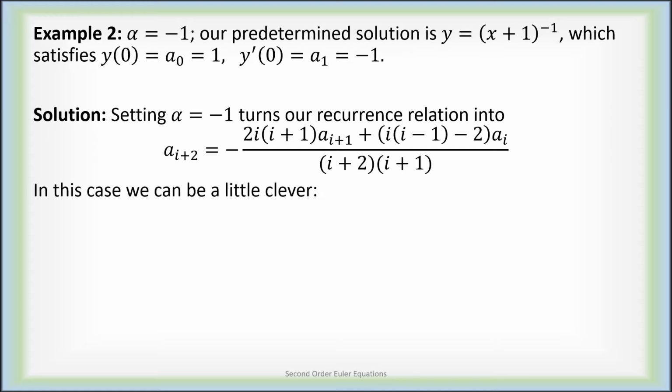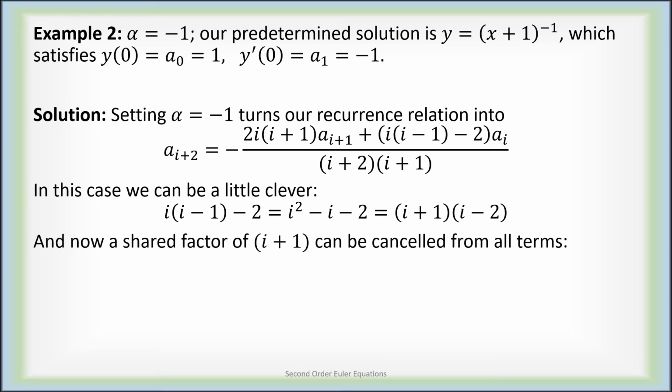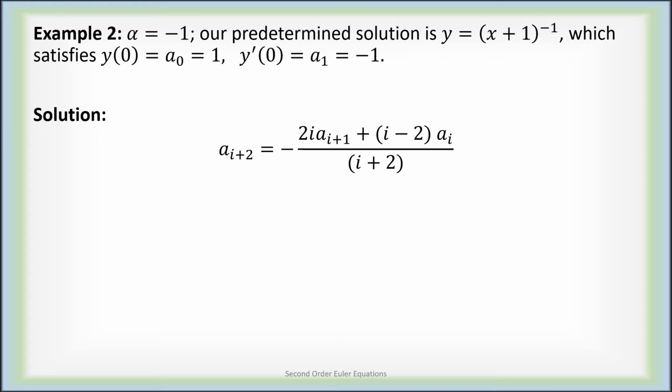In this case, we're going to be a little clever in how we work with it. That i times i minus 1 minus 2, up in the numerator here, expands as i squared minus i minus 2, which then factors as i plus 1 times i minus 2. Meaning here we're going to have a factor of i plus 1 with a factor of i plus 1 and a factor of i plus 1. That's all going to cancel out. So if I cancel that shared factor of i plus 1 from every term, our recurrence relation becomes a little more manageable. Okay, so here is the simplified recurrence relation that we were able to figure out in the specific case of alpha equals minus 1. Here's our simplified recurrence relation, and now we can start computing some terms.